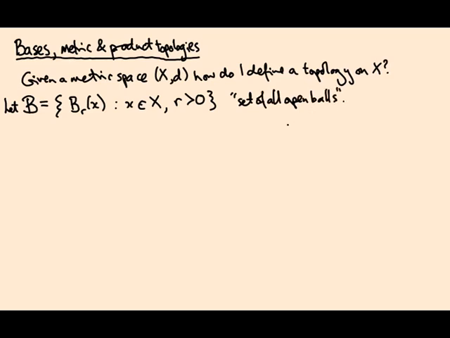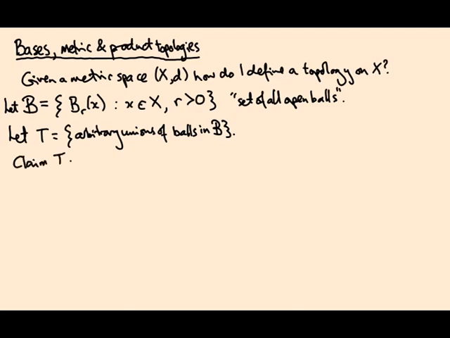Then what I do to form a topology is I let T be the set of unions of open balls, just arbitrary unions of balls in B. And the claim is this is a topology on X. It's called the metric topology.